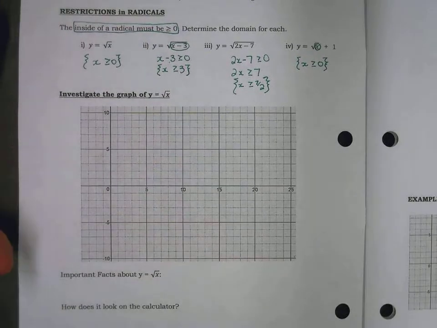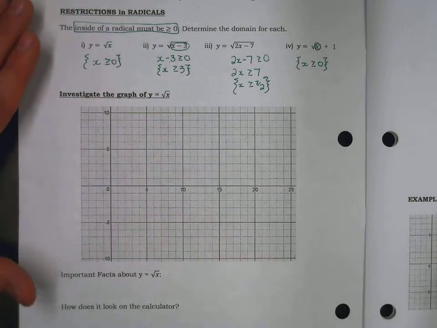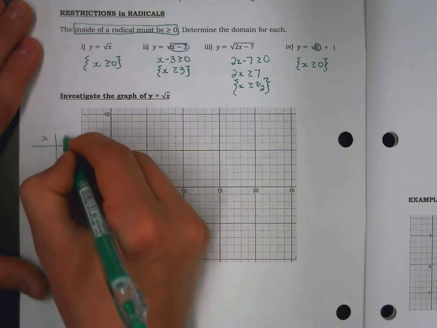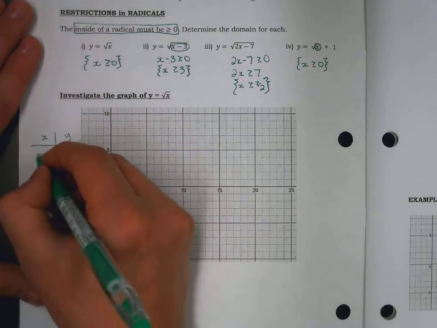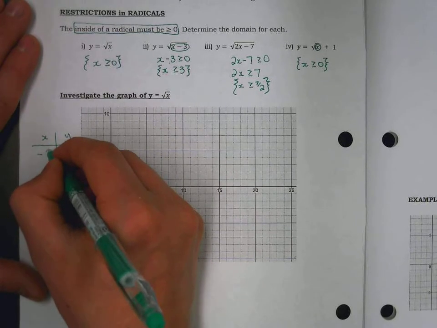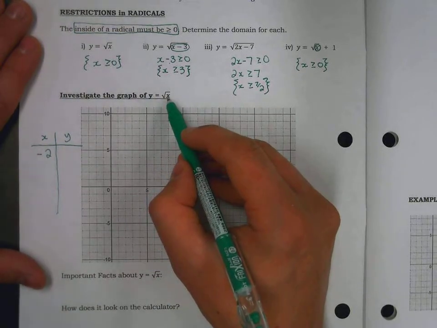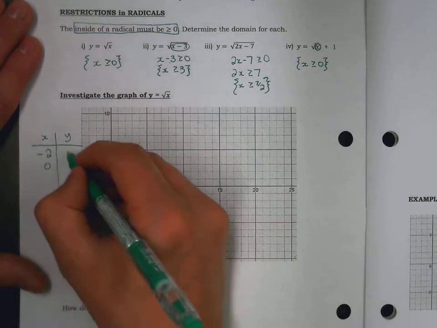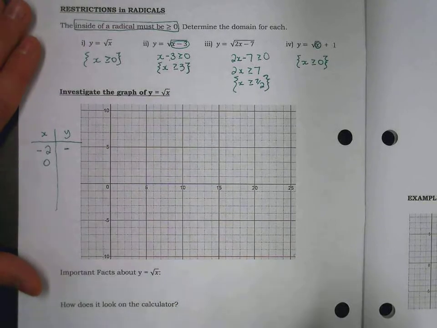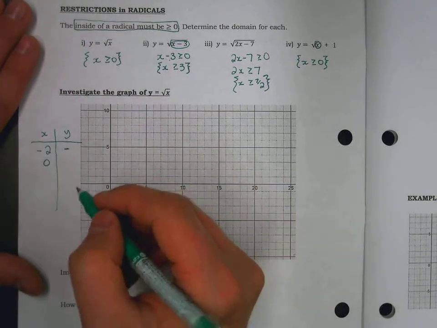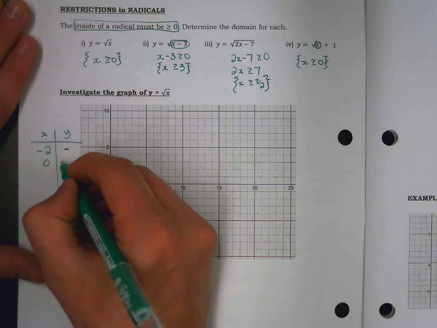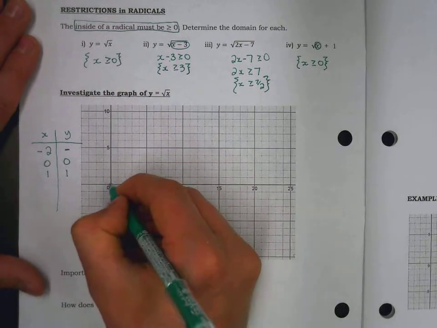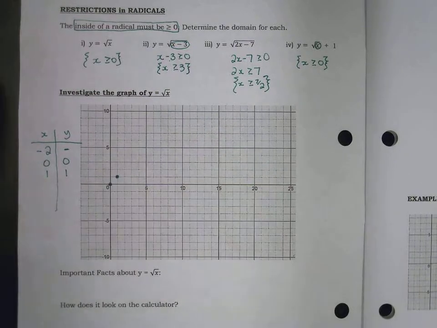So let's try to visualize the square root of x. Now, typically, we would make a table of values, and we get to choose whatever x values we want to use. So if we were to choose a few like negative 2 and plug it in, we'd obviously have some issues with it. Same thing with negative 1, but 0 was actually okay. So I'm going to say at negative 2, we had no answer. If we plug in a 0, 0 comes out. Plug in a 1, 1 comes out. And these numbers are quite nice.